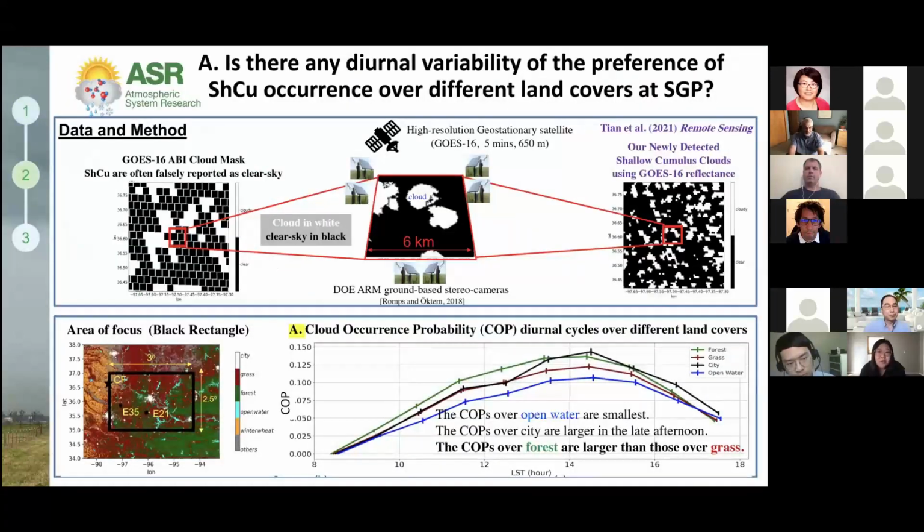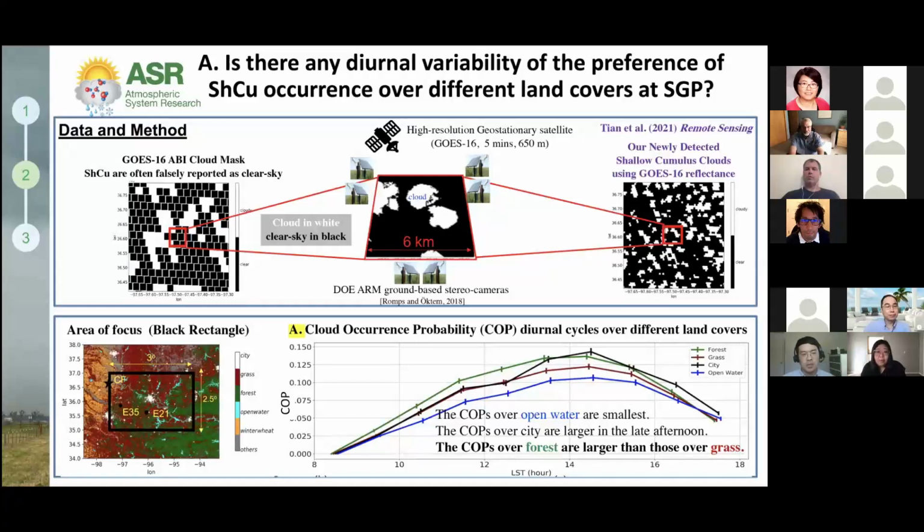High resolution GOES satellite brings the new capability to observe most of the shallow cumulus clouds with their full life cycles. However, in the GOES cloud mask product, shallow cumulus are not resolved and often falsely reported as clear sky. In Tian et al. 2021, we generate a new shallow cumulus cloud mask using the GOES 16 reflectance with the aid of the DOE ARM stereo cameras.